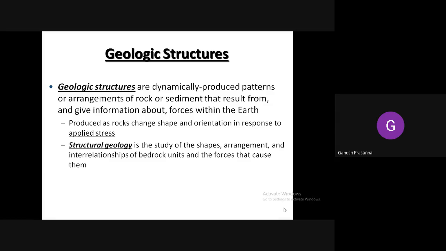The study of these shapes, the arrangements, and the interrelationships of the bedrock units and the forces that cause them is called structural geology. It's a branch of geology which deals with the study of the structural aspects of the rocks, like the shapes of the rock, the arrangement of the rocks, the interrelationships of the bedrock units, how they are arranged, and what forces are responsible for the deformation caused within the rock. All these aspects will be studied under structural geology.